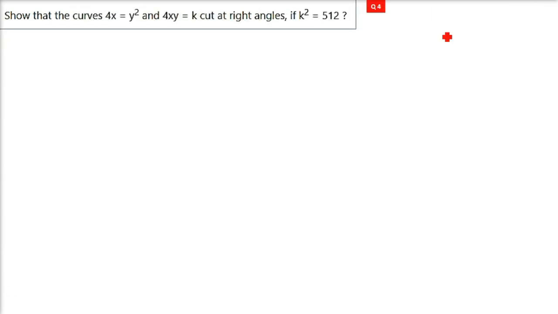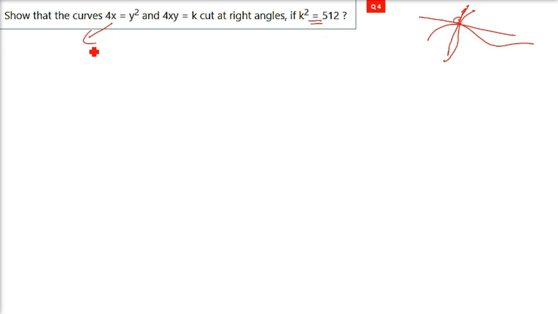So this is a different kind of question. We'll try to attempt it. Show that the curves 4x equals y square and 4xy equals k cut at right angles if k square is equal to 512. So we have two curves here. They are intersecting at a certain point. We don't know the point right now, but they are saying that the tangents are going to cut at 90 degrees only if k square is equal to 512.